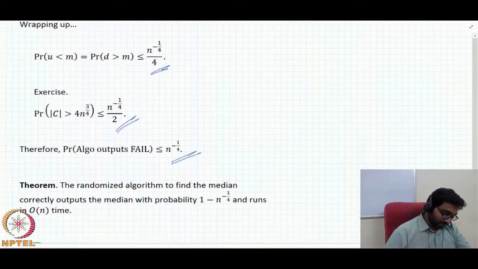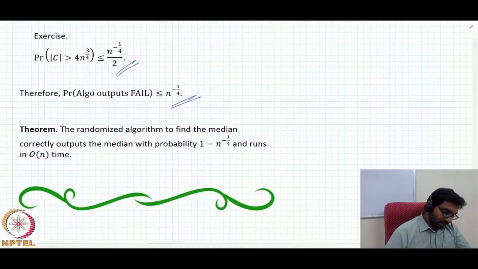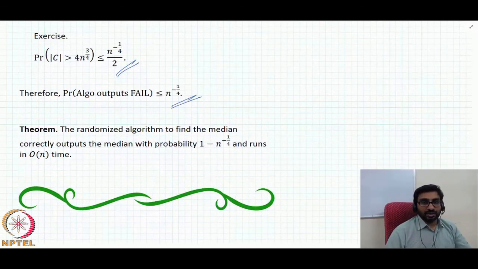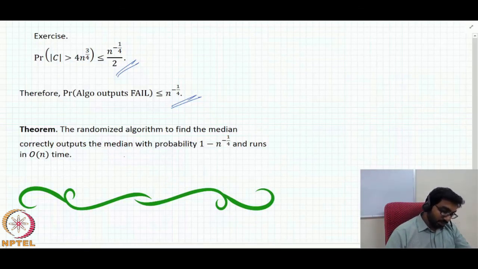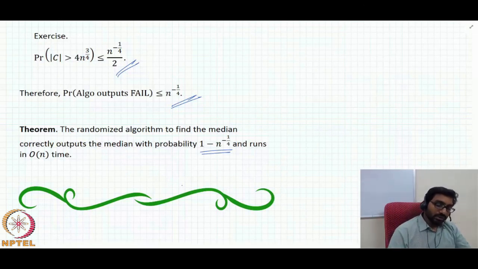So with that, we can conclude with our theorem, which states that the randomized algorithm that we have studied for finding the median of a set of n integers correctly outputs the median with probability 1 minus n to the minus 1/4 and runs in O of n time. So with that, we conclude the study of our median algorithm.